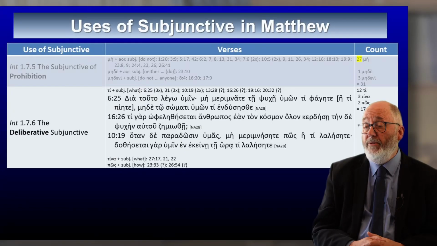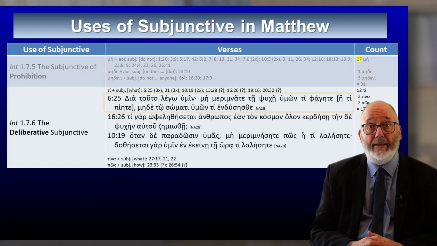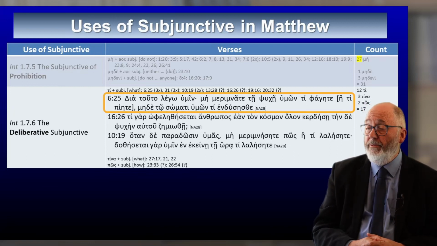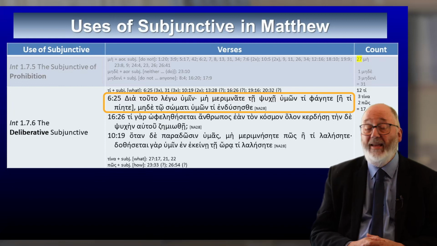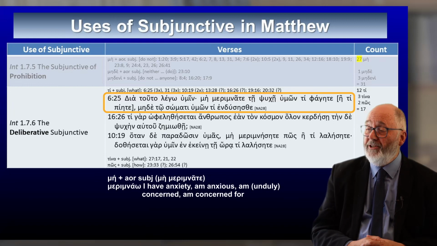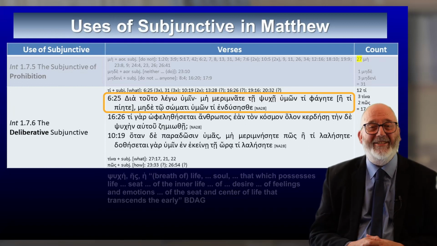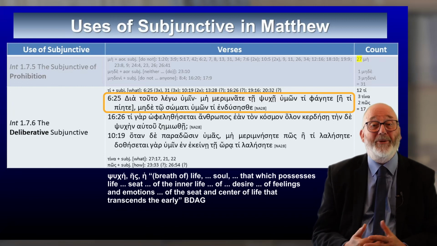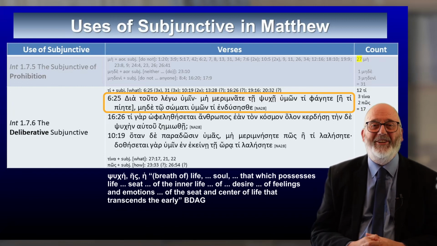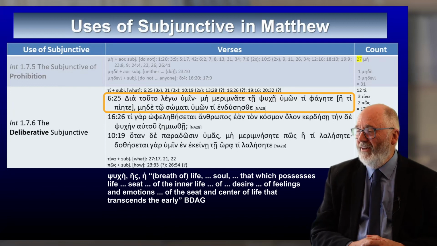The subjunctive is also used in a deliberative sense, so if we are considering one option over another option. And we have several examples here following the interrogative ti. Matthew 6:25, for example. I tell you, actually, as well as the deliberative subjunctive, we've got a subjunctive of prohibition there, haven't we? Mē plus merimnate. So, do not consider your psyche, an interesting use of the word, which we would normally translate soul or life. So don't worry about your life.